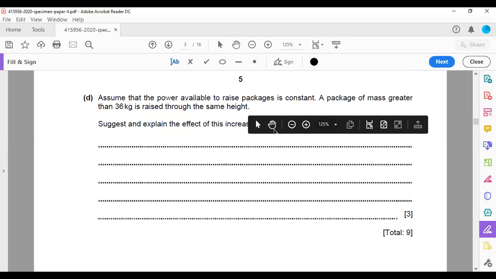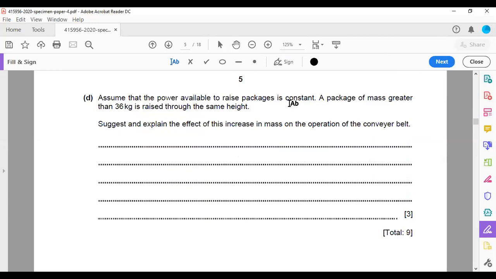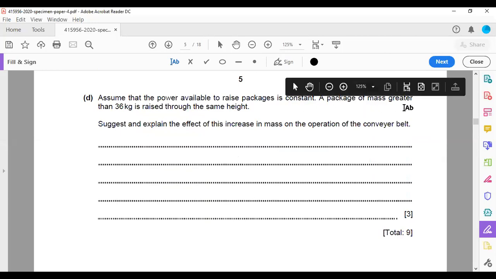They said here in the question, assume the power available to raise packages is constant. So the power to raise the package is constant. A package of a mass greater than 36 kg is raised through the same height. Suggest and explain the effect of this increase in mass on the operation of the conveyor belt.